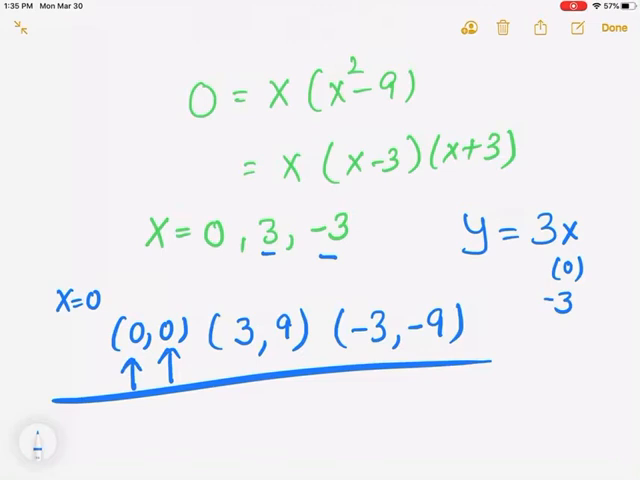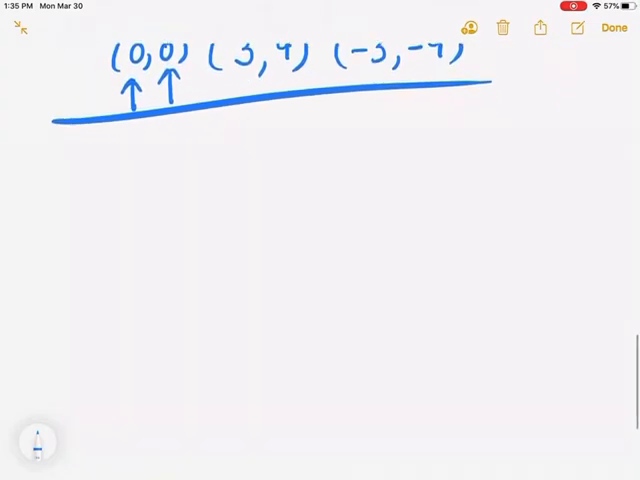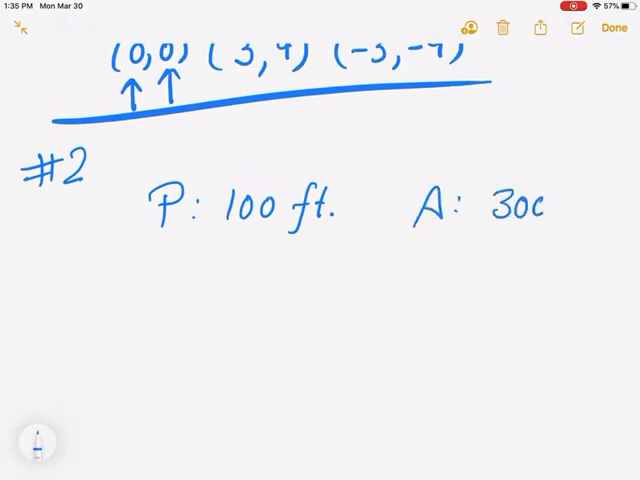I have one more example. So let's say this is example number 2. This is on page number 569, and it says, find the dimensions of a rectangular garden that has a perimeter of 100 feet and an area of 300 square feet. So I know the perimeter is 100 feet and the area is 300 square feet. I need to find the dimensions of this rectangular garden.